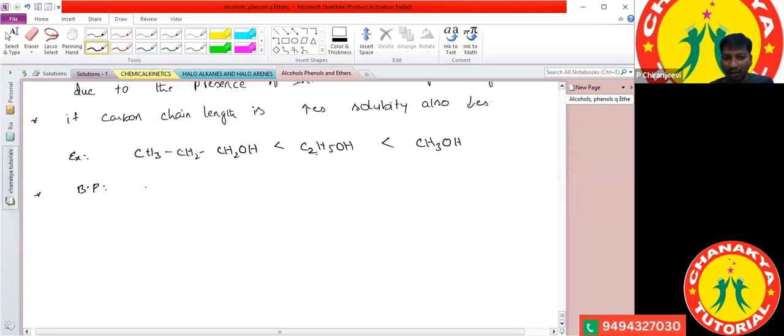Now I am asking one question. If you compare with the hydrocarbons, aldehydes, alcohols, and ethers, can you write the increasing order of boiling point temperatures of the following compounds? I saw some questions on this in the morning.